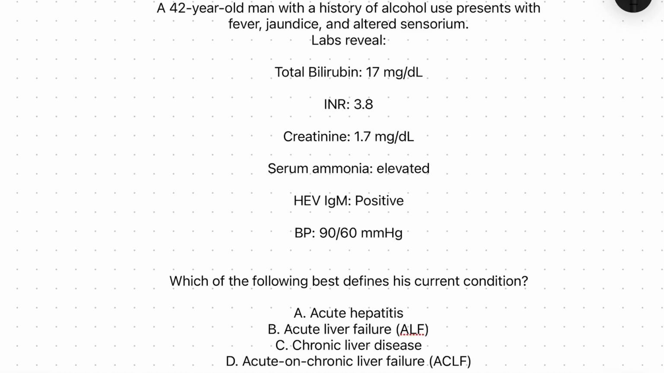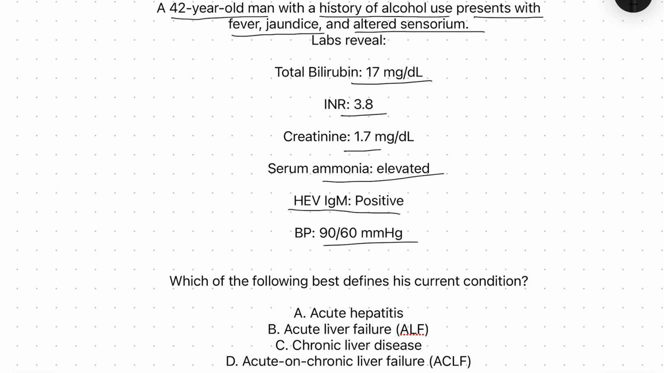Shyam, and in this video I will discuss a very high yield NEET PG MCQ. A 42-year-old male with a history of alcohol use presents with fever, jaundice and altered sensorium. His bilirubin level was 17, INR was 3.8, creatinine was 1.7, serum ammonia was also elevated, IgM HEV was positive, and BP was 90/60. The question is asking which of the following best defines his current condition.